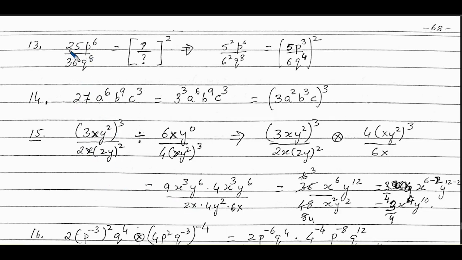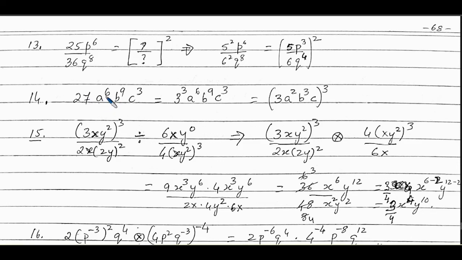Okay, this 25 is 5 square, 36 is 6 square, p to the power 6, q to the power 8. So now I can write the whole square. So this is 5 square goes here, 6 square, 4 into 2 is 8, 3 into 2. So just have a look. These are all very simple.